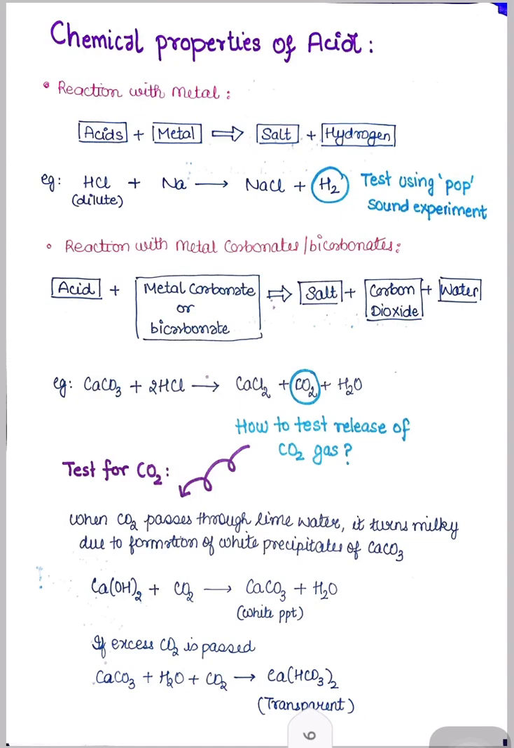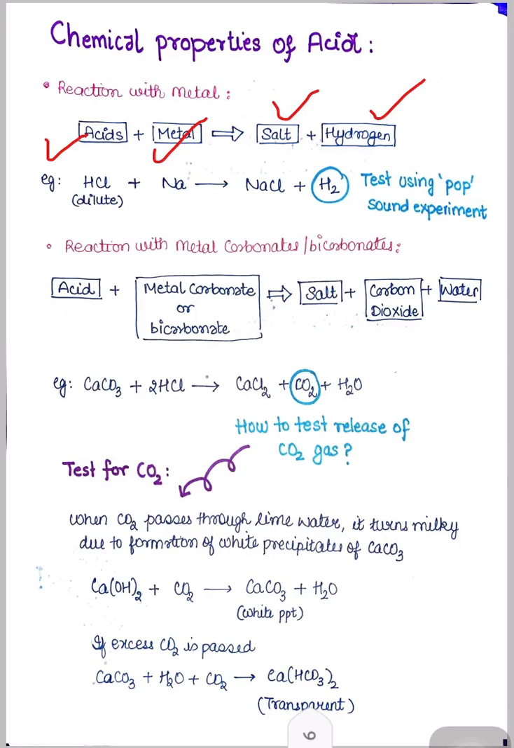So moving forward, we have the chemical properties of acids and bases. Chemical properties means the reaction with metals, carbonates, reaction with bases, and so on. So starting with metals: what happens when acids react with metals? Keep this in mind. Whenever an acid reacts with a metal, it always gives rise to salt and hydrogen gas.